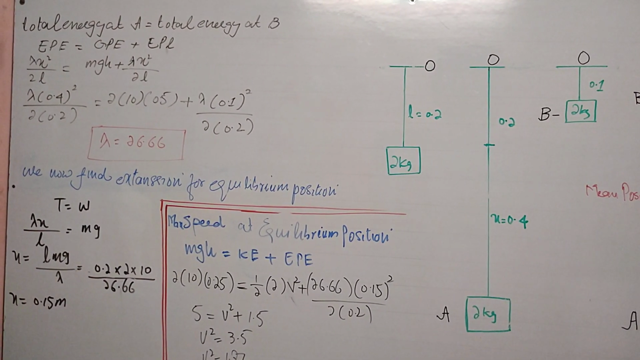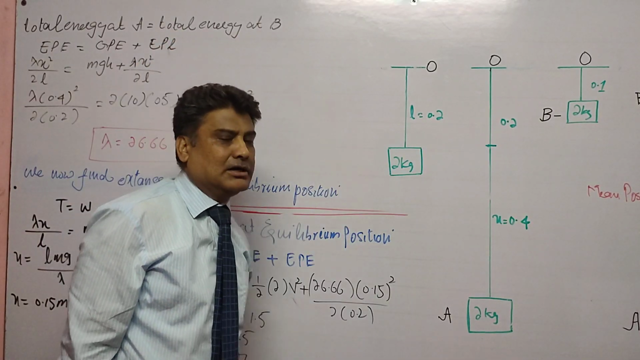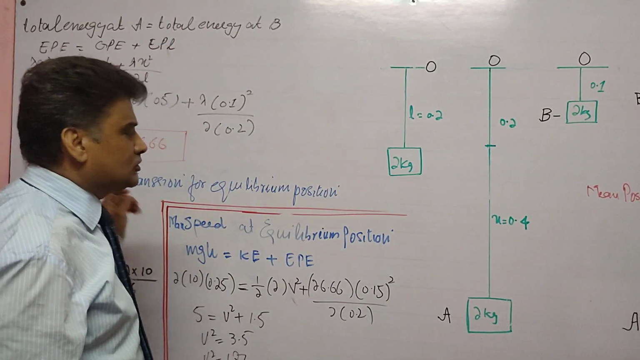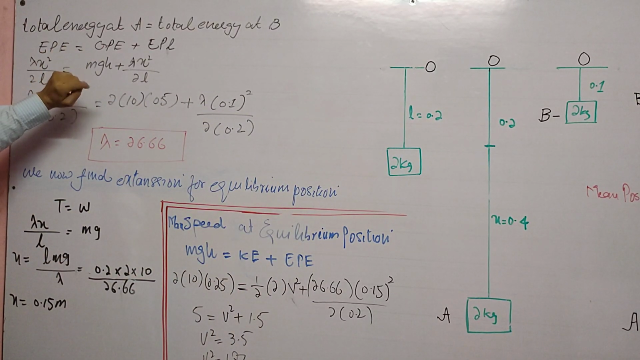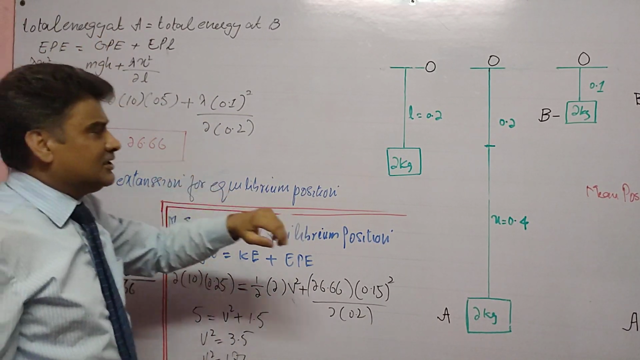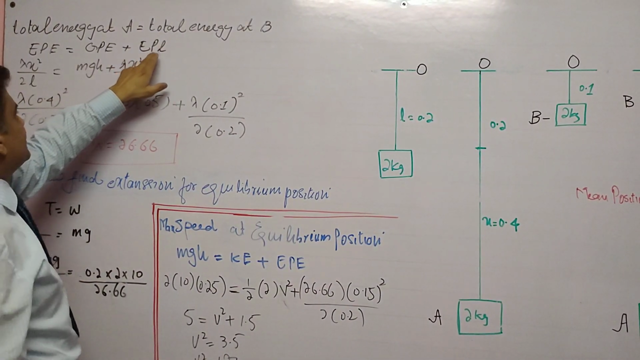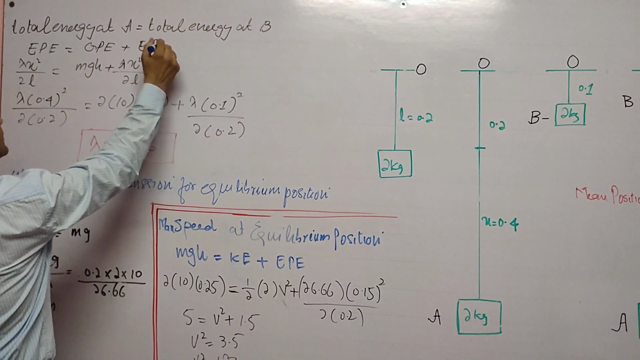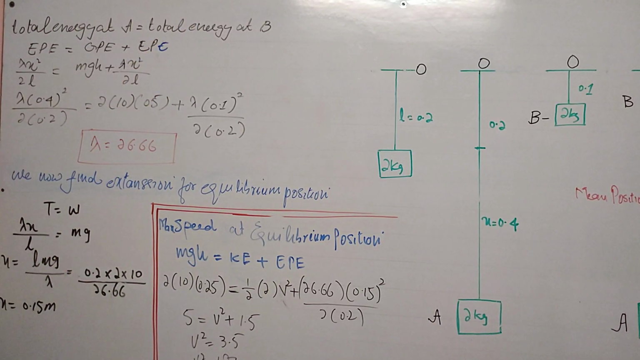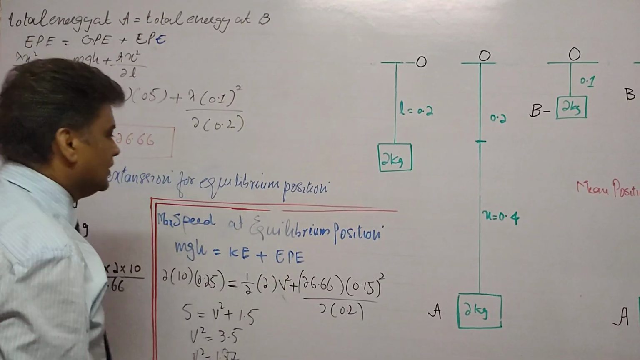Look at this. Total energy at A will be equal to total energy at B according to the law of conservation of energy. Energy at A will be equal to its elastic potential energy. It is equal to gravitational potential energy at B plus elastic potential energy at B. Okay. We now calculate elastic potential energy at point A.